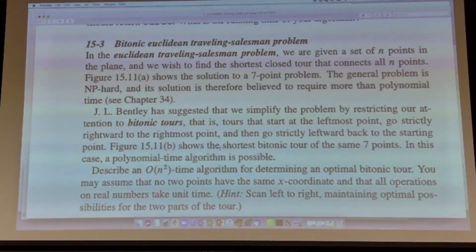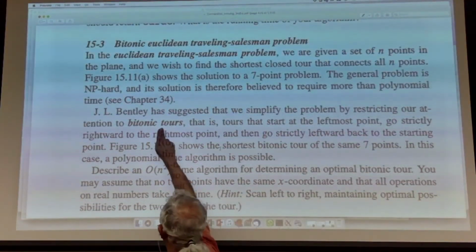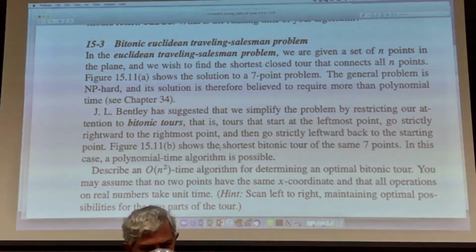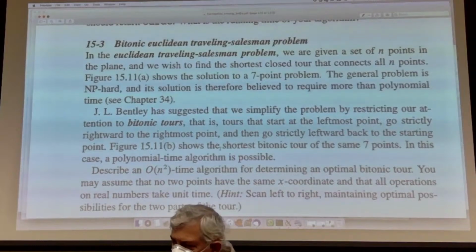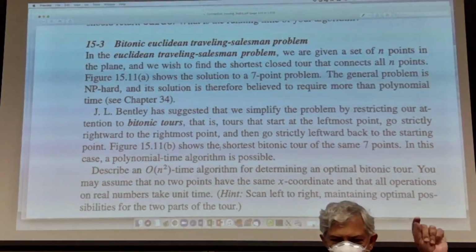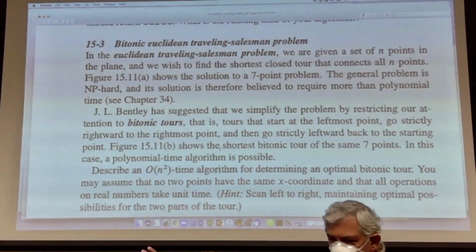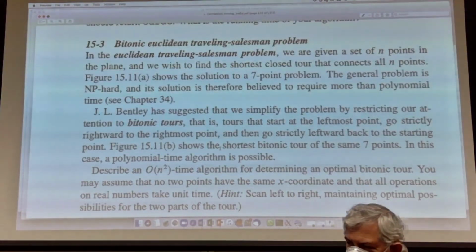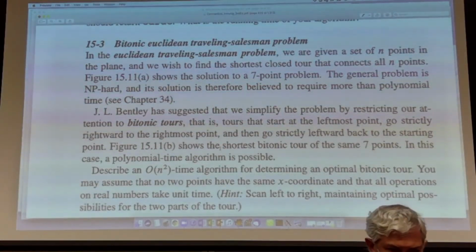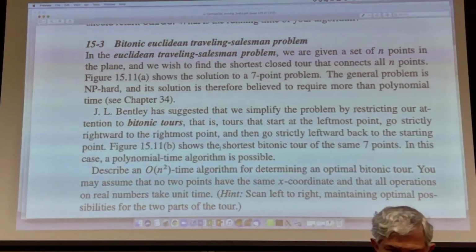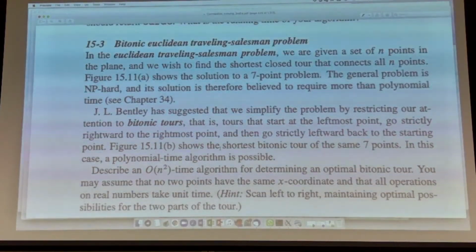So instead of looking at general traveling salesperson tours, we're going to look at something called a Bitonic tour. What's a Bitonic tour? In a Bitonic tour, we start at the leftmost point, or think of it as the westernmost point, and then we will only go rightwards. So we'll only go east, and then once we hit the easternmost point, we're only going to go west. Okay? That's called a Bitonic tour. And you can see an example here.